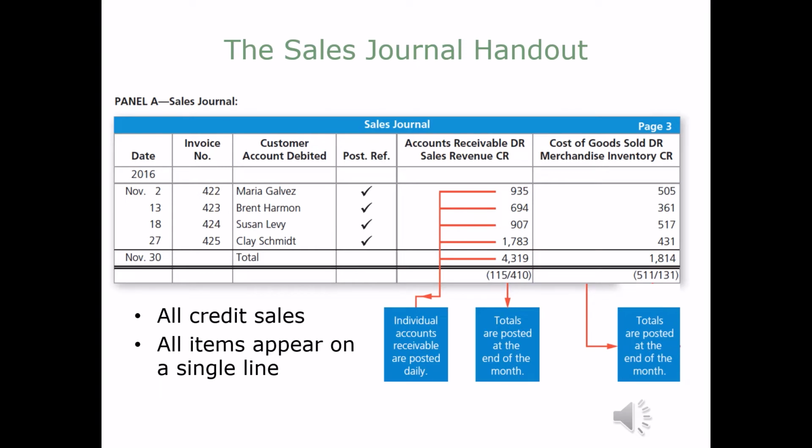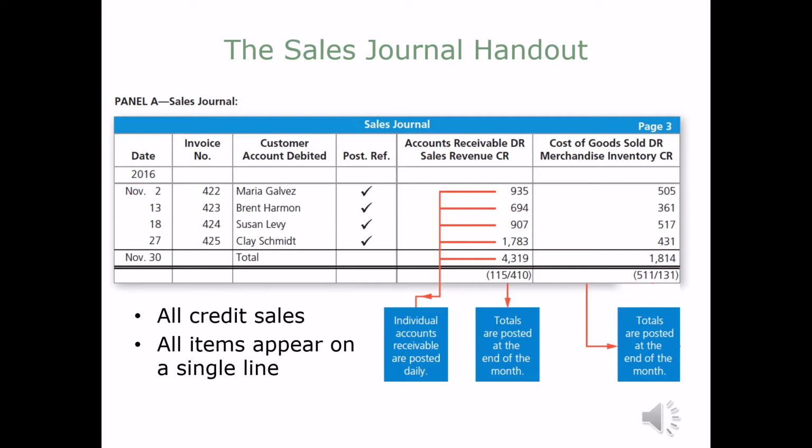It may help in following along with the next few slides if you look at this handout all in one place. You can get the handout in Canvas. It is called Handout Chapter 7, Flowchart of Sales and CR Journal. Let's take a look at this sales journal.